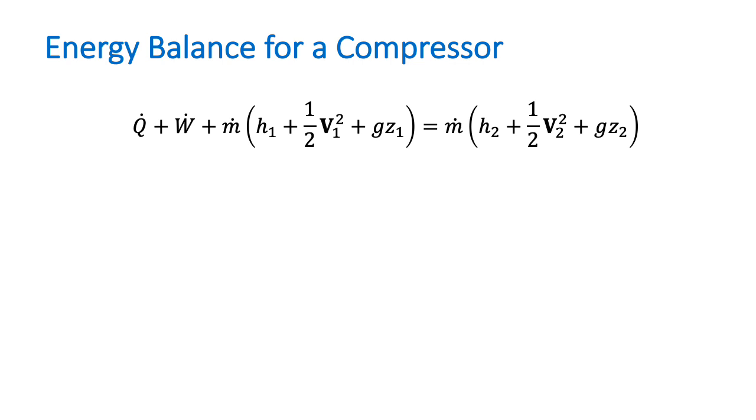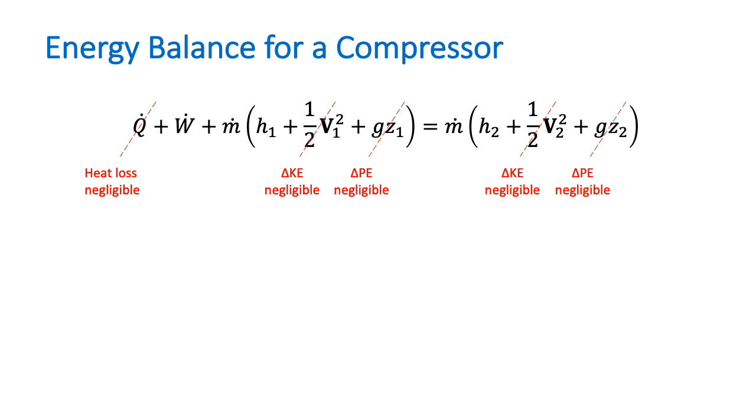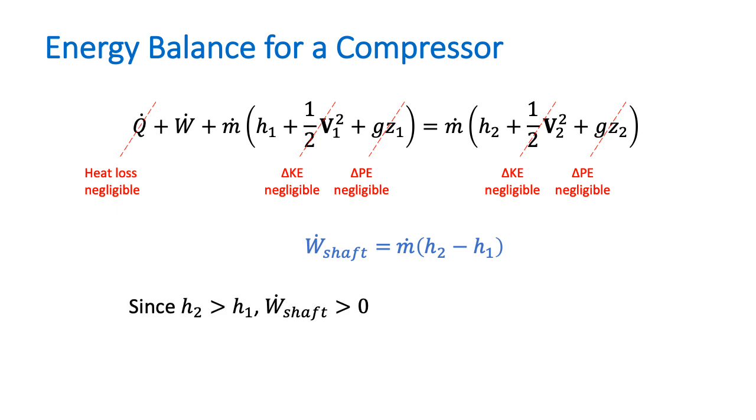Our energy balance can then be simplified by neglecting the heat transfer, the kinetic energy, and the potential energy. So the shaft work is equal to m dot (H2 minus H1). In this case, since H2 is greater than H1, W dot shaft is greater than 0. And indeed, in a compressor, the surroundings do work on the compressor because we have to supply work to it to drive the compressor.